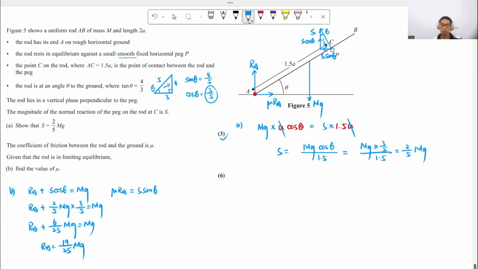And then put into this one: mu times RA, which is 19 over 25 mg, is equal to S, which we already had before, 2 over 5 mg, times sine theta, in this case 4 over 5. So then mu times 19 over 25, mg cancels out on both sides, and that's equal to 8 over 25. Now times by 25 on both sides. So mu should just be 8 divided by 19, which is our final answer.